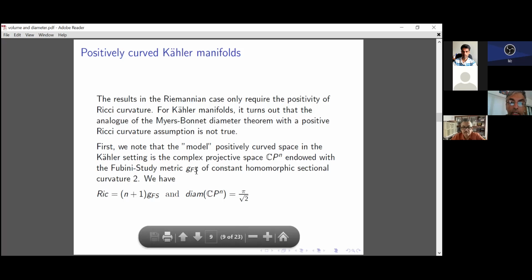If you demand that only the holomorphic sectional curvatures are constant, then one can again conclude that the given Kähler manifold is locally isometric to CPN with the Fubini-Study metric. So, if I take this normalization 2, then I get that the Ricci curvature is this multiple of the metric and the diameter is this.